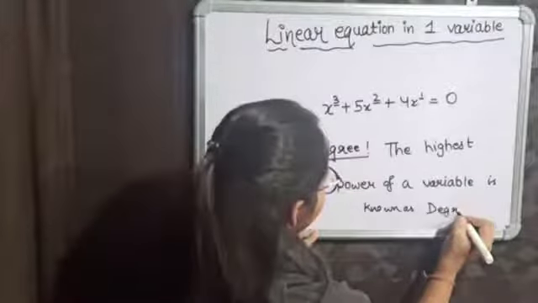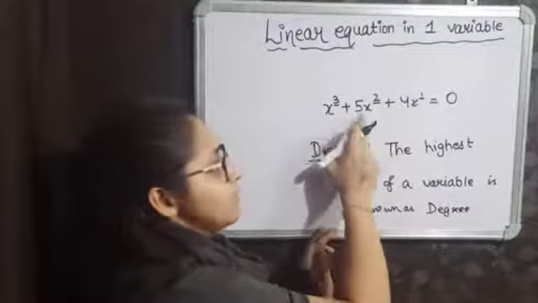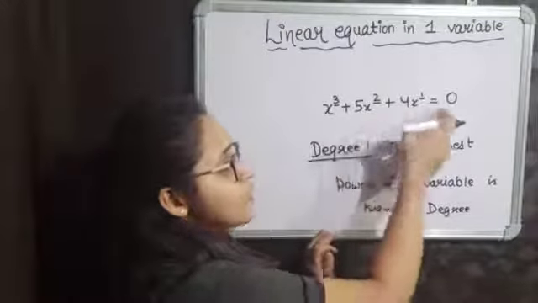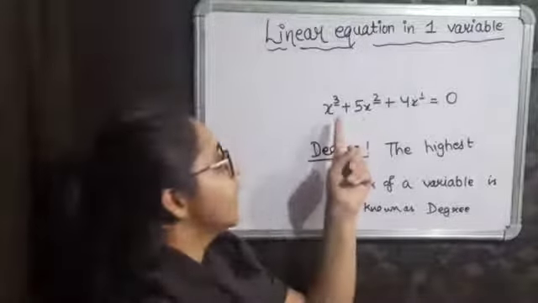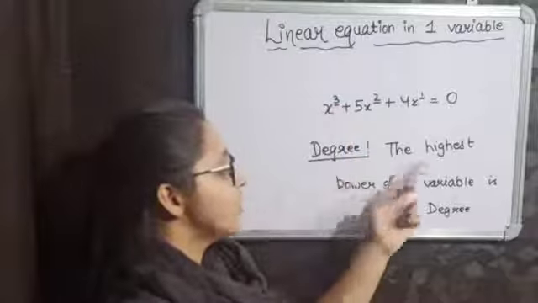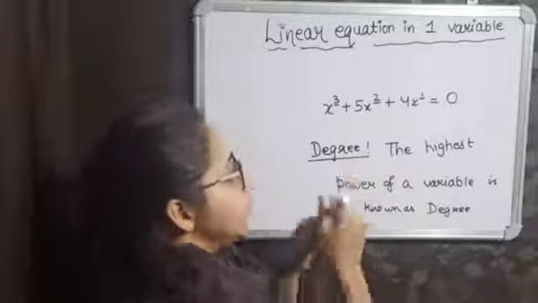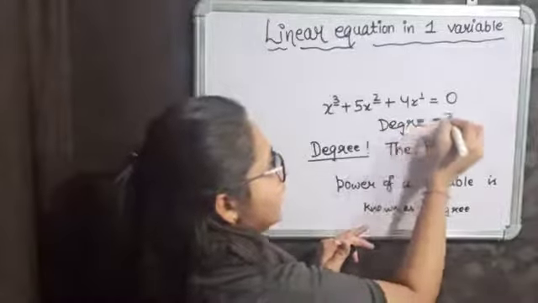So what is the degree of the above equation? The above equation is x power 3 plus 5x square plus 4x is equal to 0. What is the highest power of this variable? The variable is x and the highest power is 3. So the highest power will be the degree. It means the degree of this equation will be 3.